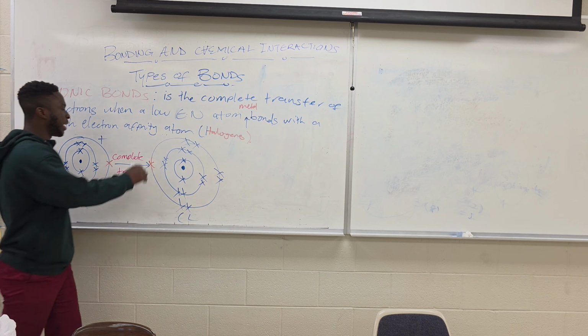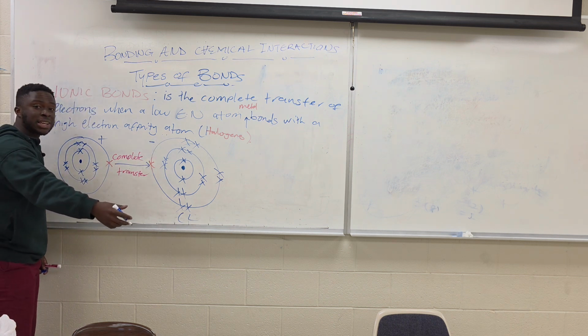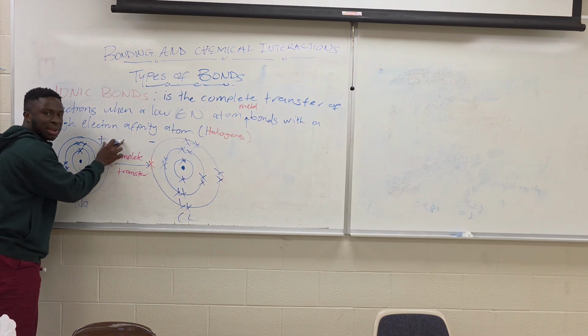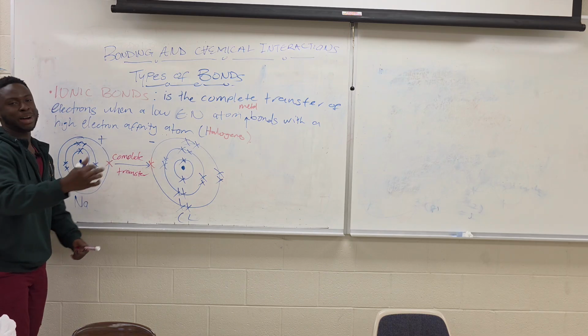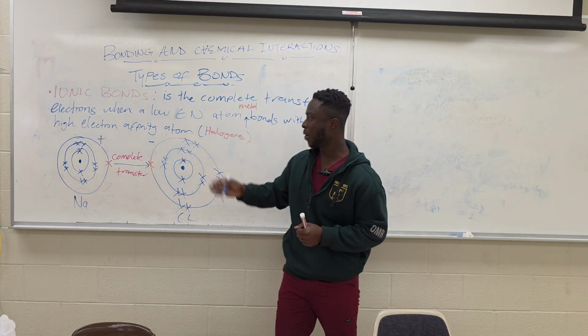And making this chlorine become more negative. Now the charges that it just created attract each other, and thereby the bond is formed. So that is how ionic bonds are formed.